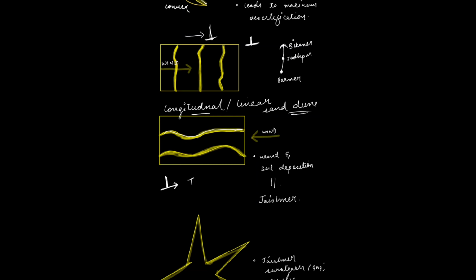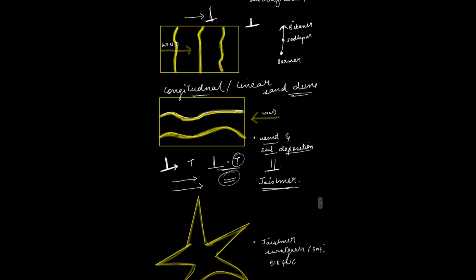To easily remember, we can say the inverted T leads to the transverse, right? And the longitudinal, when winds are moving in the same direction as the deposition of soil is occurring, so it is termed as longitudinal. It is written over here. Wind and soil deposition is parallel, right? It is parallel, and the maximum longitudinal sand dunes are found in Jaisalmer.